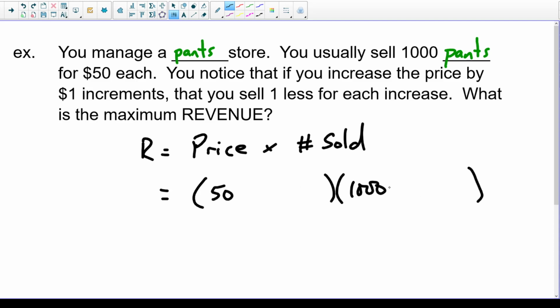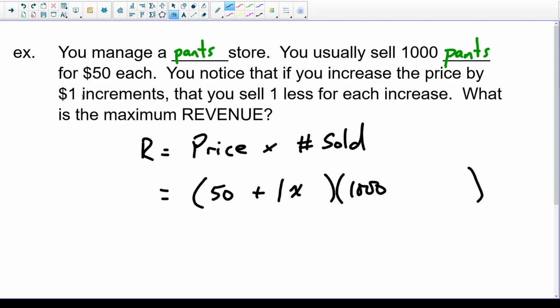But each one of those numbers is being modified by the person who's adjusting the prices to try to maximize the revenue. So it says, you notice that if you increase the price by $1 increments, that means it could increase by $1, it could increase by $2. So I'm going to put an x next to that because x is going to change the 1. If x is equal to 1, 1 times 1 is 1. If x is equal to 2, 2 times 1 is 2. So now I have a way of adjusting that $1 to make it increments. The x will do that for me.